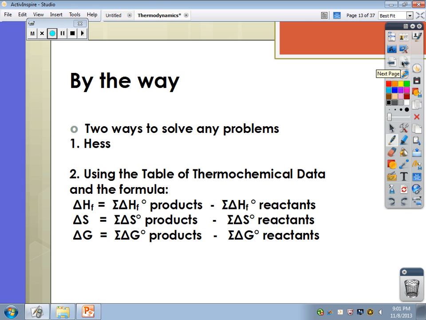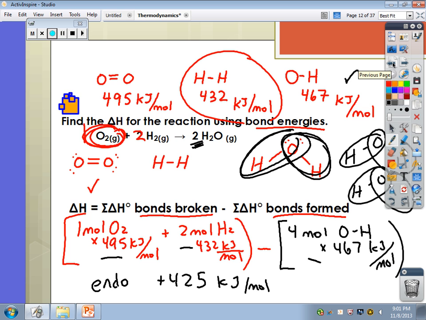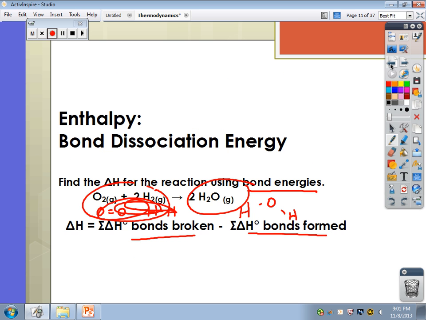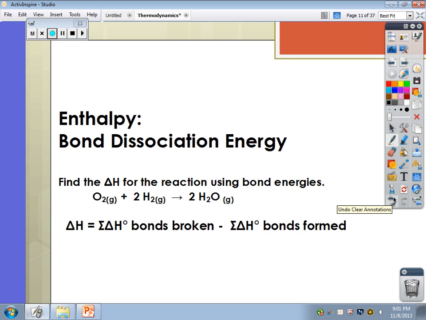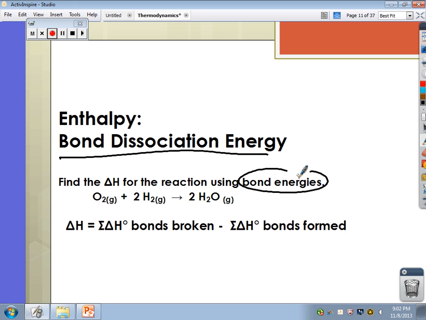So by the way, to solve any kind of problems, you can have Hess's law, which means I can have Hess's law for G, H, or S. Or I can use a table of thermochemical data and the formulas that are as follows: final minus initial, right? Products minus reactants. The only one that you run into when you do bonds broken and bonds formed is when you have bond dissociation energy. Okay? And you know that when you have bond dissociation energy and bond energy, you get all excited and you do break the bonds minus make the bonds.